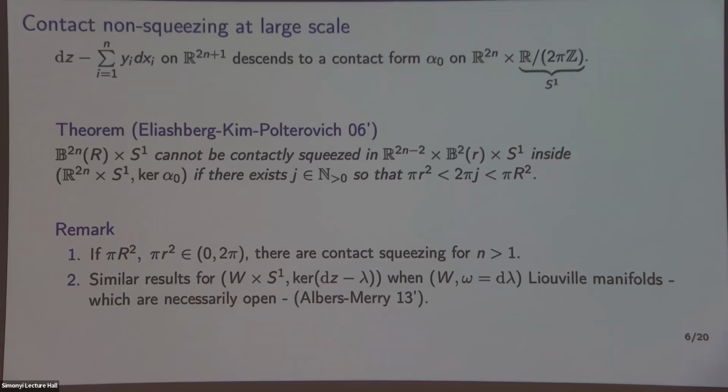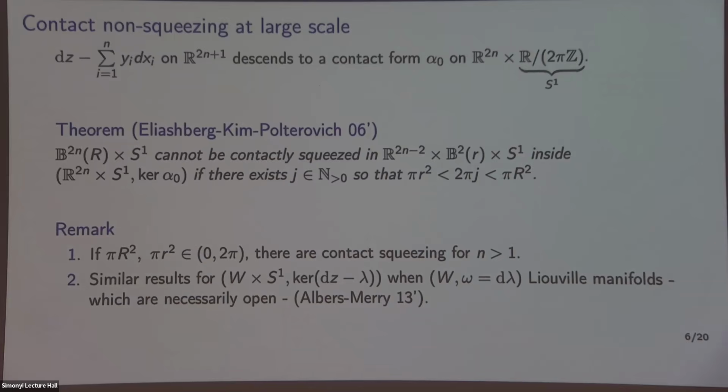And what other remark I wanted to make? Yeah. So similar results were found also for other contact manifolds, which are of the type W times S^1, where W is a Liouville manifold, so some special kind of exact symplectic manifold. And today we will have this kind of result, but for closed contact manifolds that are S^1 principal bundles over a symplectic manifold. Here W times S^1 is open, and we have the same kind of result, but for a closed S^1 principal bundle.